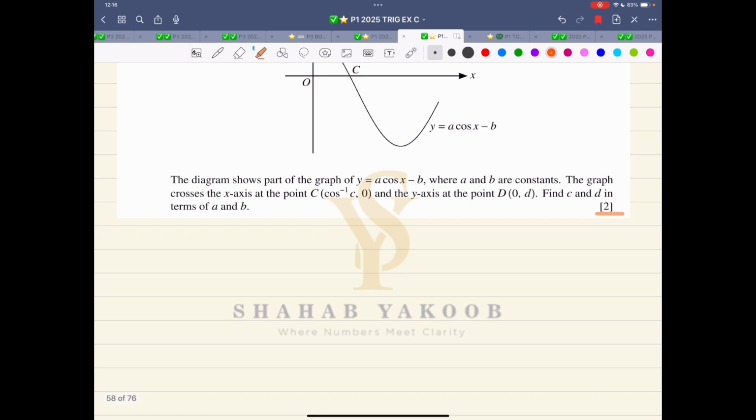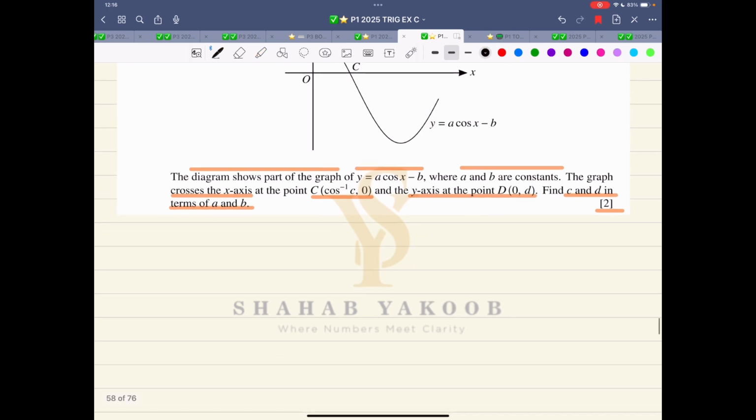Now it says the diagram shows part of the graph y equals a cos x minus b, where a and b are constants. The graph crosses the x-axis at the point (cos inverse c, 0) and the y-axis at the point (0, d). Find c and d in terms of a and b. Wow, that's a nice question.